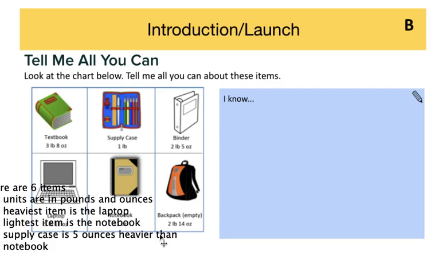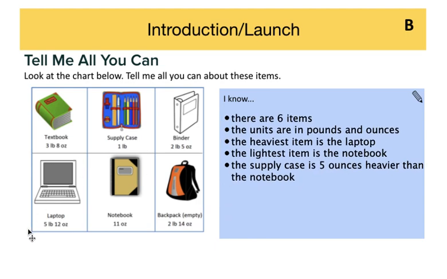So what were some things you noticed? Did you notice that there were 6 items here? Did you notice that the units are in pounds and ounces? Did you notice that the heaviest item here is the laptop, coming in at 5 pounds, 12 ounces? Did you notice that the lightest item is the notebook here at just 11 ounces? And maybe you noticed that the supply case here was 5 ounces heavier than that notebook. Right? This notebook needed to be 5 more ounces, and then it would have been the same weight as that supply case.